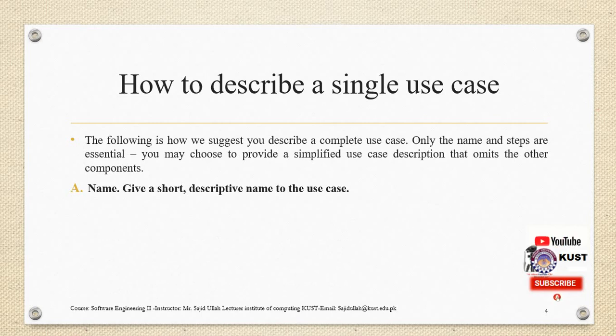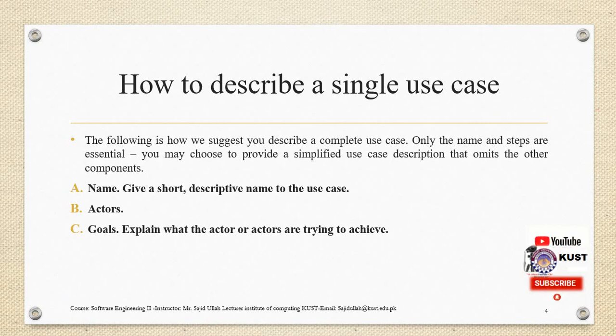This should be a verb phrase describing the action the user will do with the system. It's also useful to include a number as a unique identifier for the use case. Second is actors. List the actor or actors who can perform this use case. For example, in a library system, both a borrower and librarian can check out a book.